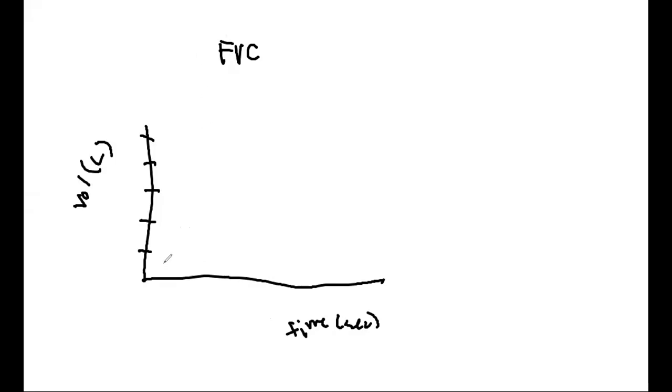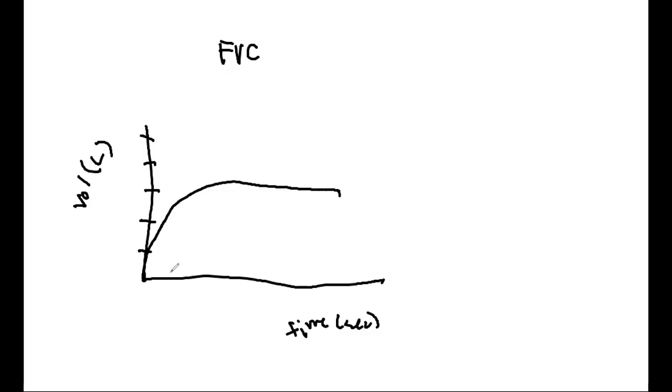Okay, so to do forced vital capacity, if we were doing this in lab, you take a deep breath in and force it all out in 3 seconds. Okay, so what does that look like? Deep breath in and then force it all out in 3 seconds. And eventually you would plateau and it would look something like that.